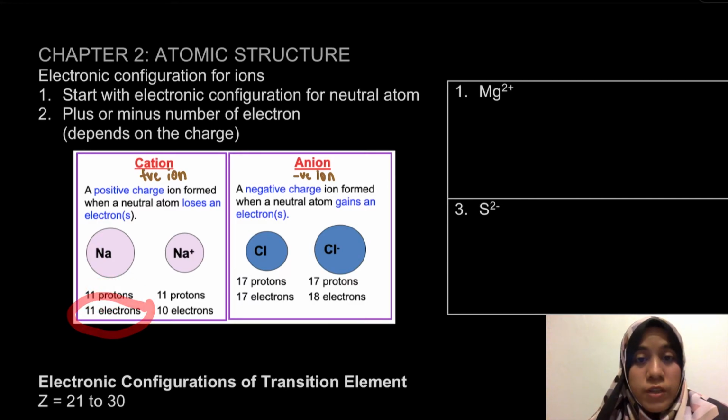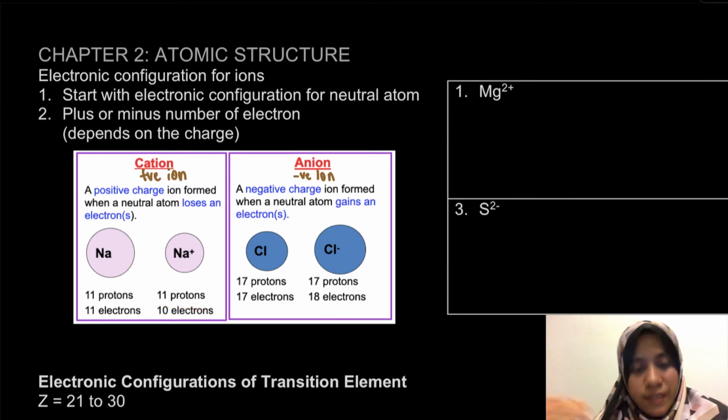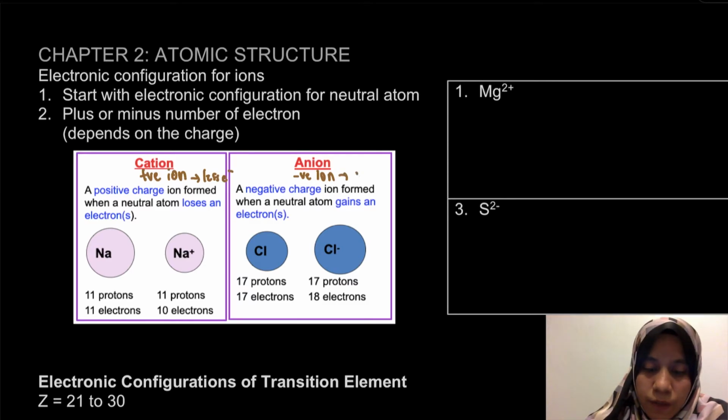So, the number of electrons is the same because it's a neutral one. But then, when it forms a cation, positive, sodium positive, what happens is that you're going to lose one of the electrons. So the number of protons is the same, but the number of electrons will be less than that. So, minus. A cation will have fewer electrons. So, I'm just going to write down: we will have less electron. Whereas, for an anion, it's the opposite, we're going to gain electrons.